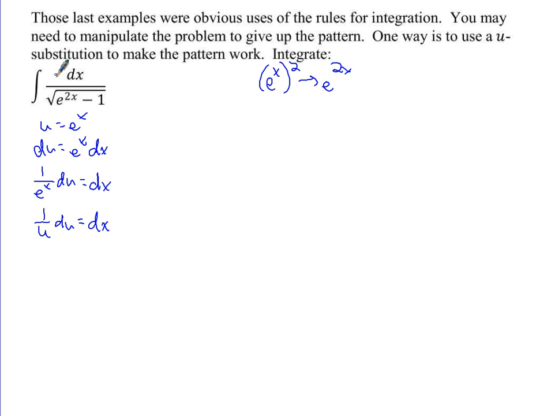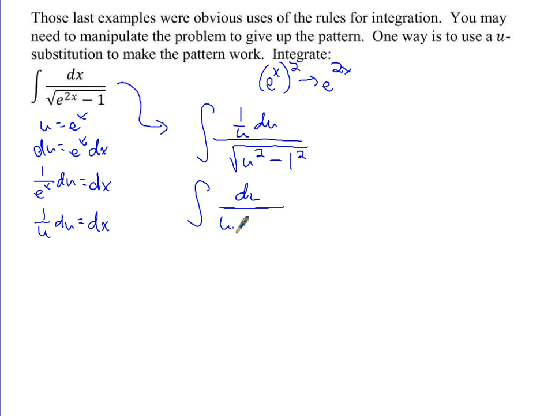Now I can substitute that in up here. This is actually u squared minus, I could write that as 1 squared because 1 squared is just 1, right? So now let me rewrite what I have. I have the integral of 1 over u du divided by the square root of u squared minus 1 squared. Now all I need to do is realize that this 1 over u right here can actually be written as the integral of du over u times the square root of u squared minus 1 squared. That fraction winds up just putting that u into our denominator. And now this is the pattern for arcsecant. So we can go ahead and integrate, and what are we going to get?